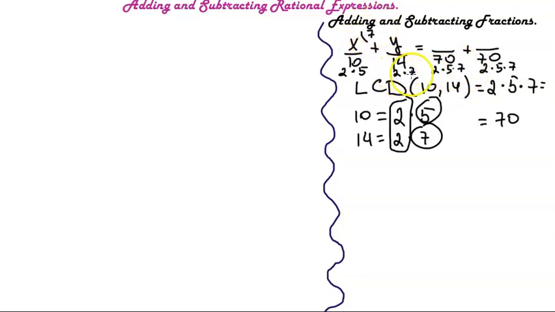Now 14, we have 2 and 7. And then in the lowest common, we have 2 and 5 and 7. What's extra? 5 is extra. Now we can adjust numerators, it will be 7x and 5y. And then the last step: the denominator is 70, and the numerator is 7x plus 5y.